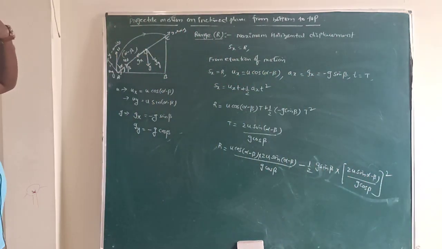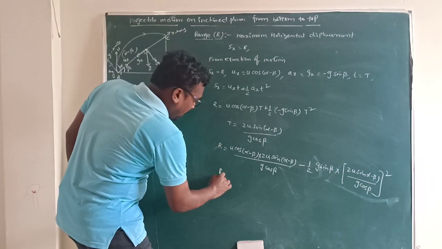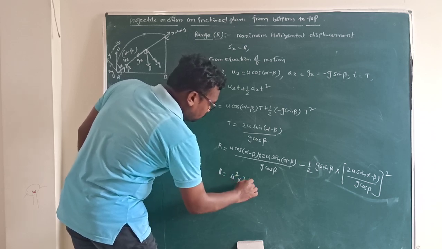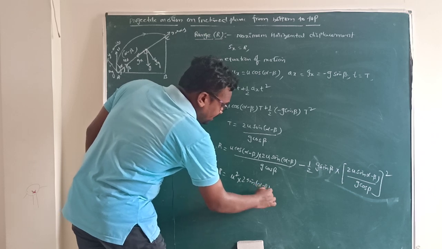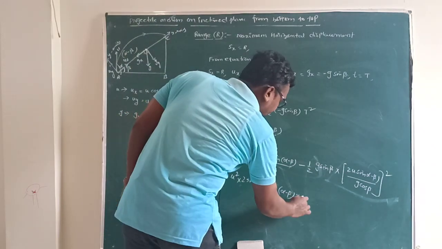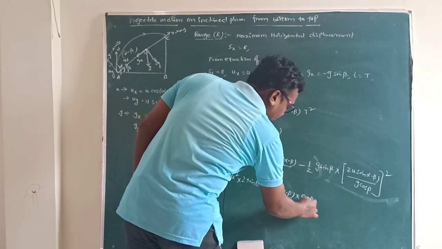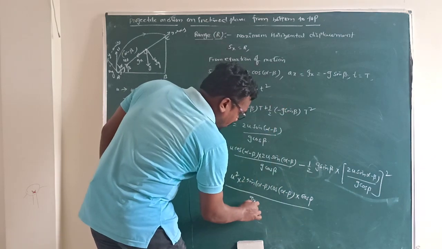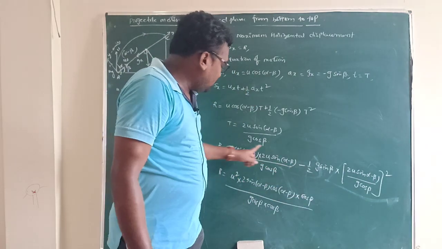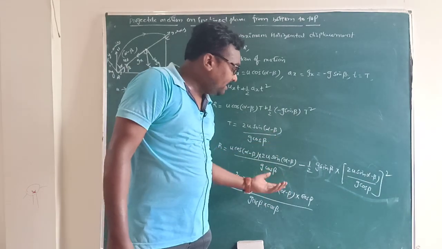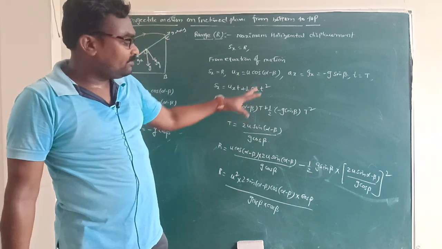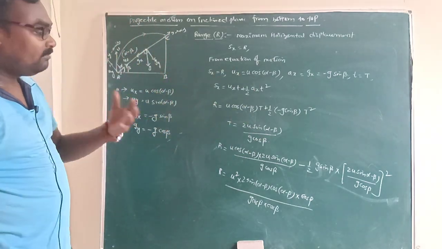Okay, right. Now if we write this, R is equal to u square into 2 sin(alpha minus beta) cos(alpha minus beta) by g cos beta, into cos beta. So in this term we multiply numerator and denominator with cos beta. That is, in the upper and lower terms we multiplied by cos beta.